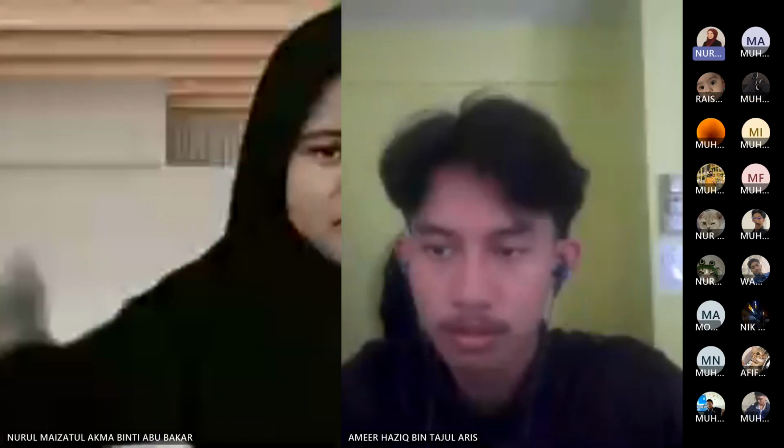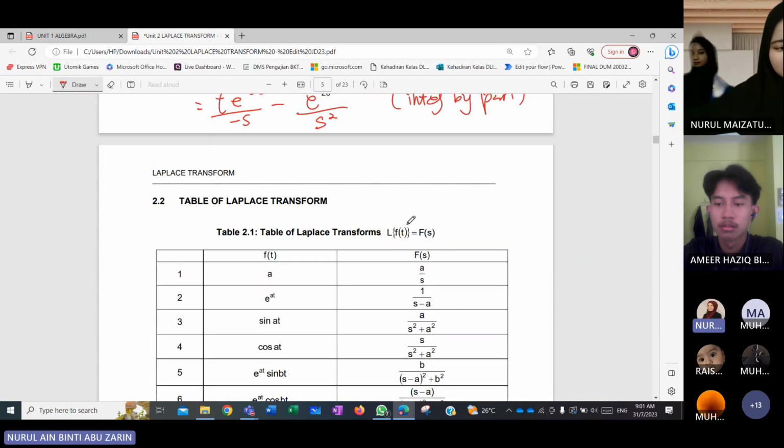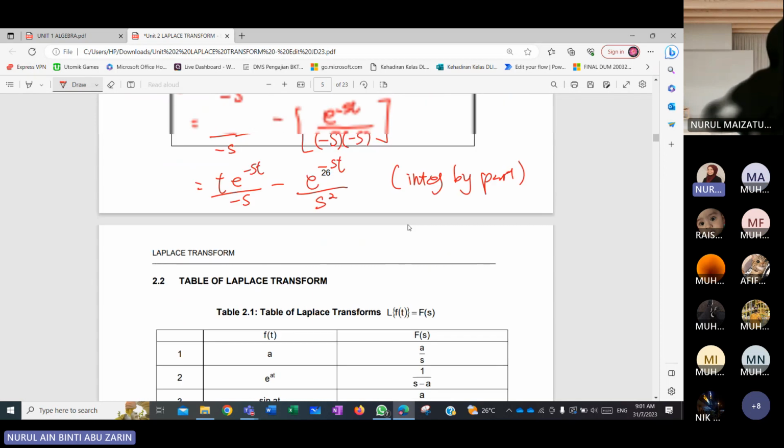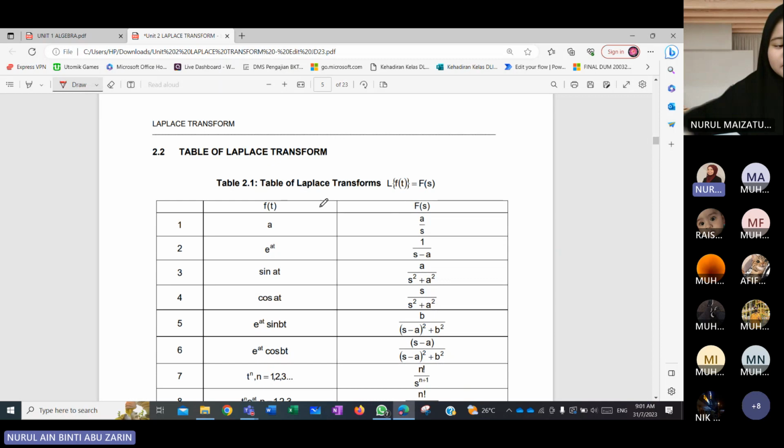Okay, for the new subtopic, this one is all the things that we are going to get. Okay, jadi ini adalah the one that we are going to get from the table of Laplace transform. So, dari mana dia keluar benda-benda ni? Of course, daripada ilmu tadi jugalah. Tadi kita buat ilmu apa? How to change the function of t into the function of s menggunakan Laplace transform punya teknik.